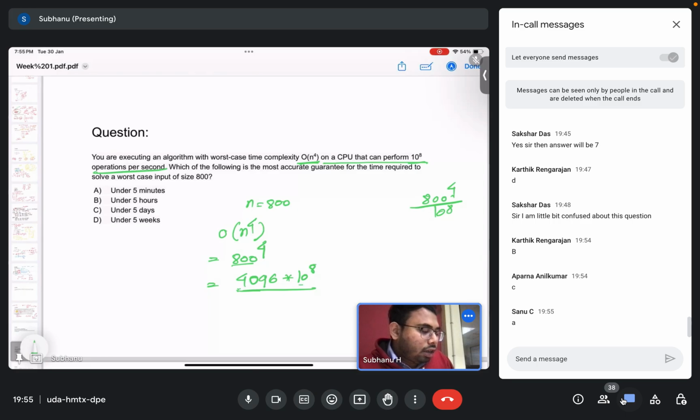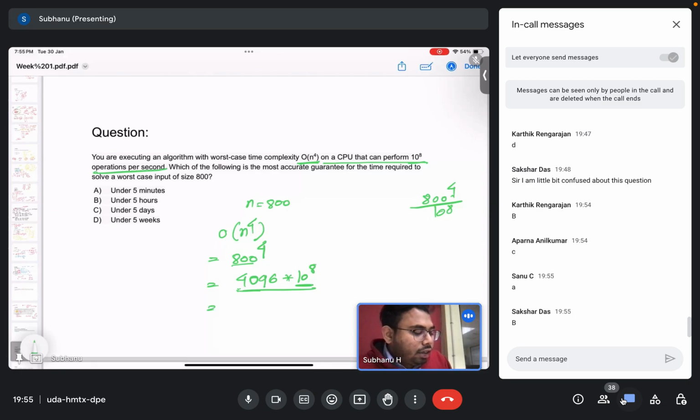So for 10 to the power 8 operations per second, how many minutes do we need? We need 4096 seconds basically, because for 10 to the power 8 operations we take 1 second, so we need a total of 4096 seconds. So 4096 seconds is equal to 68.3 minutes.